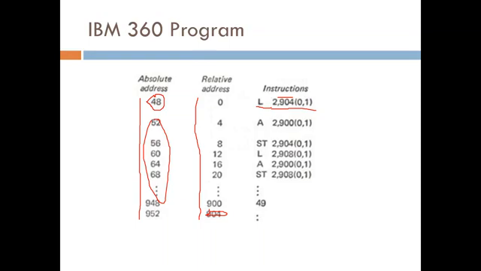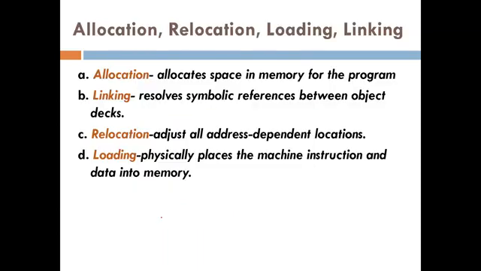Okay. So what should I do? Wherever there is 904, it has to be replaced with 952. Yes, wherever I am using this address, I will be replacing it with 952. Why? Because that is the actual address. That is an absolute address, which means the address after you load it to the main memory. Right? So this process is called relocation.